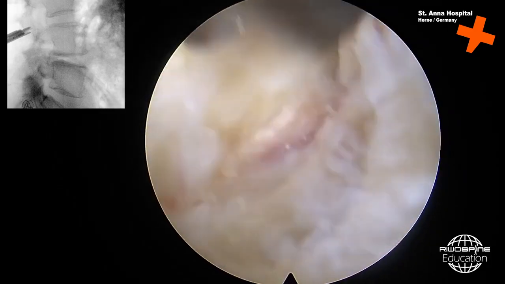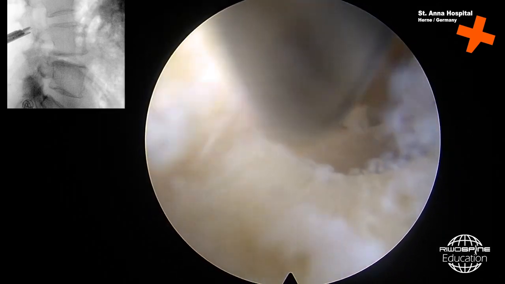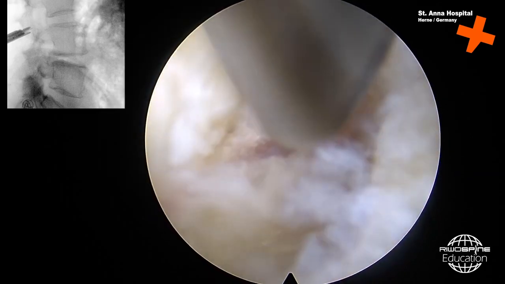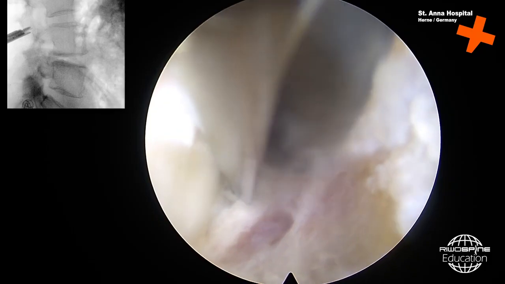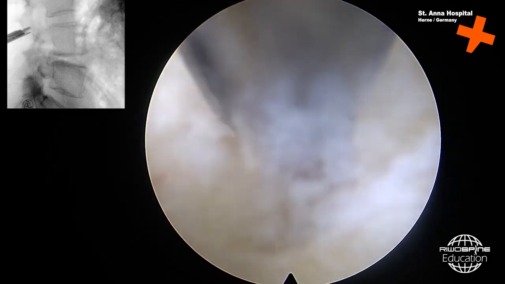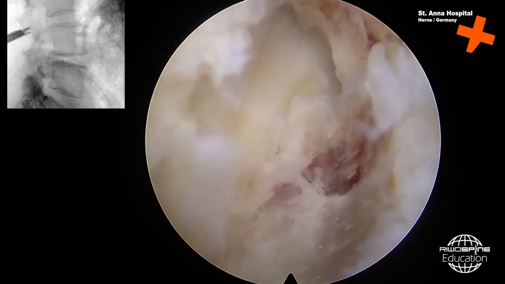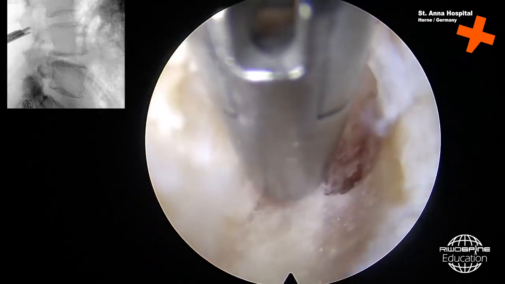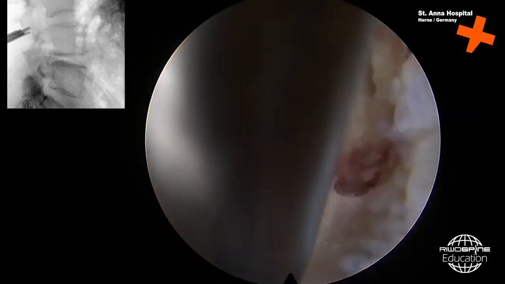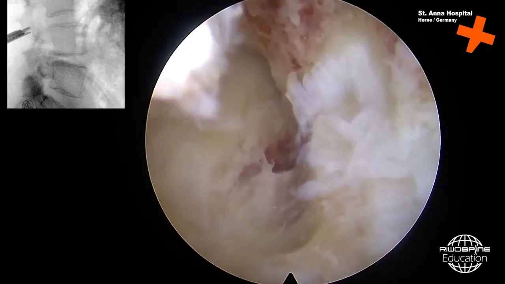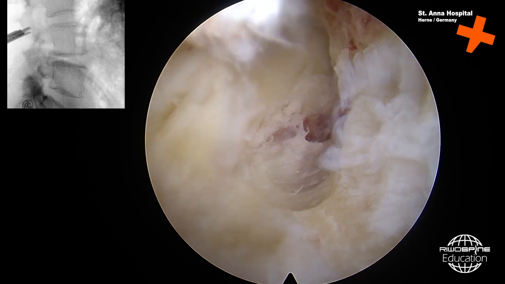So we have different tools to resect bone. You can use the protected drill, as you see. So now we use a different drill, a round drill, to resect and thin the bone.